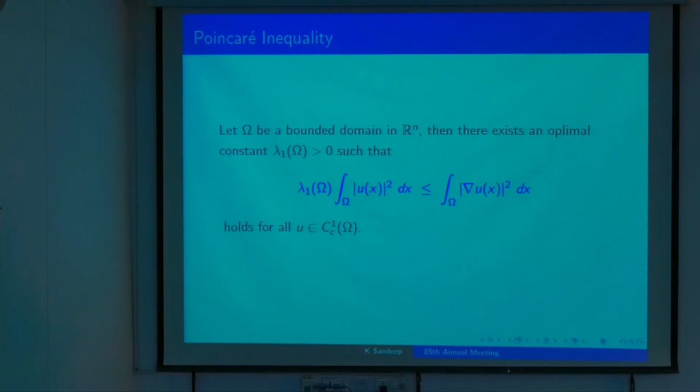So you cannot allow constant functions. So it is true in this class of functions. This inequality is known as the Poincare inequality, and this constant has an importance. In fact, it is going to be the first eigenvalue of the Laplace operator with the Dirichlet boundary conditions and so on. Okay. So this is another inequality which I wanted to introduce.